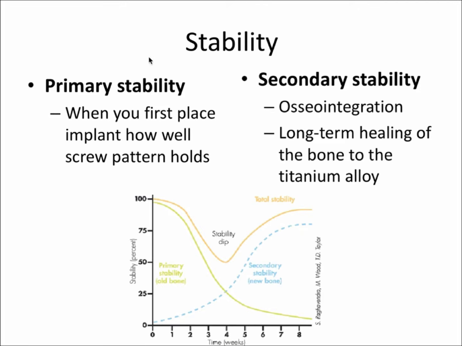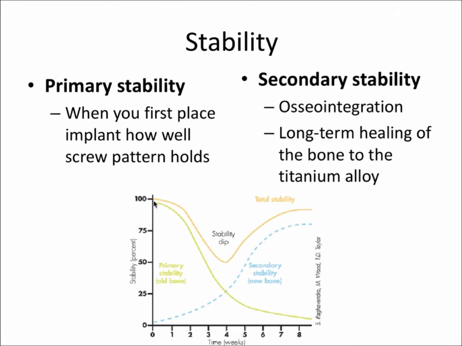Along with this concept of placing the implant, we have primary and secondary stability. Primary stability is when you first place the implant, how well the screw threads lock into the bone that is already there. Secondary stability refers to osseointegration. After osseointegration occurs within a few weeks, new bone is formed that locks into that titanium alloy. In this helpful graph, the y-axis is stability from 0 to 100%, and the x-axis shows weeks, 1, 2, 3, 4, and so on.